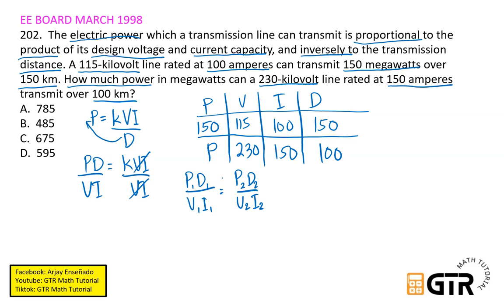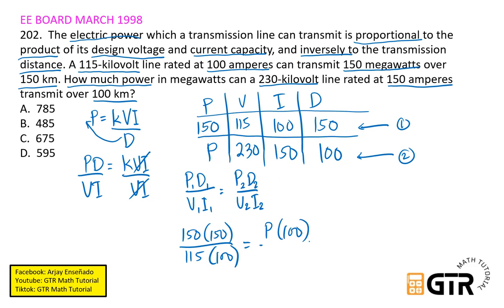Okay? So ito namang formula na to ang gagamitin natin. So substitute lang natin. So we have P sub 1. So dito lahat nung sa 1, dito naman lahat nung sa 2. So lahat ng 1 dito natin kukuhanin, then lahat naman ng 2 dito sa right side manggagaling. Okay, so ang P natin ay 150 and then D we have another 150 over VI, so 115 times 100 equals, so P sub 2, so yun yung hinahanap natin na P, and then D sub 2, so that is 100 over 230 times 150.